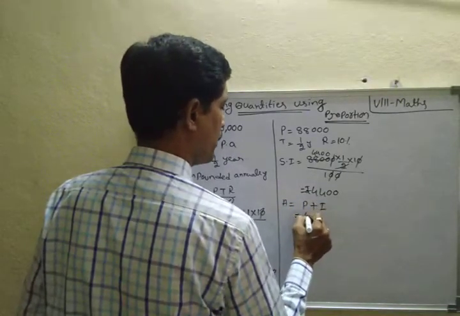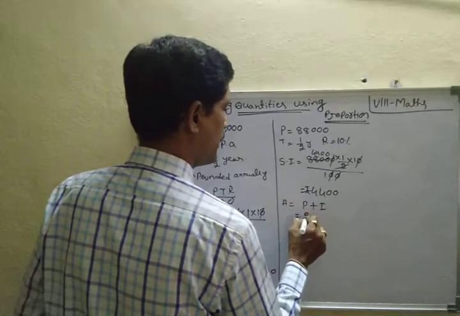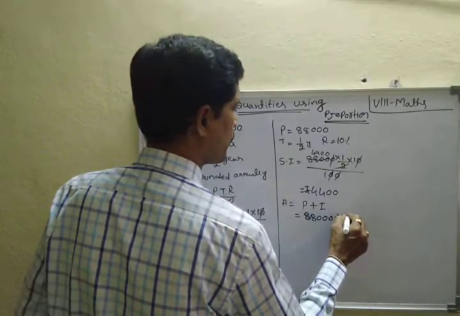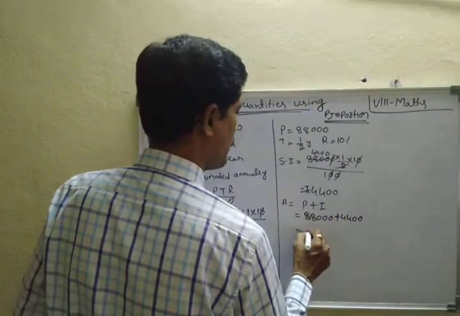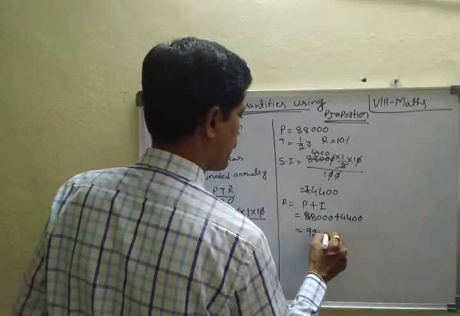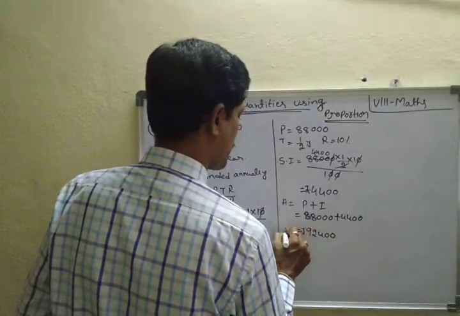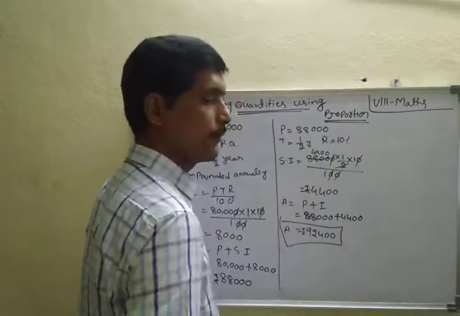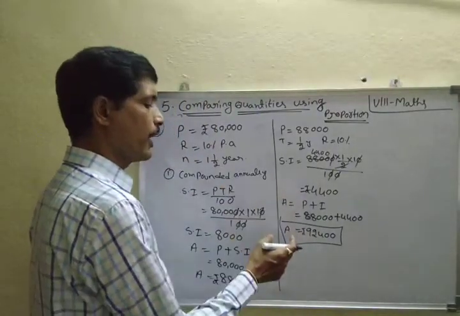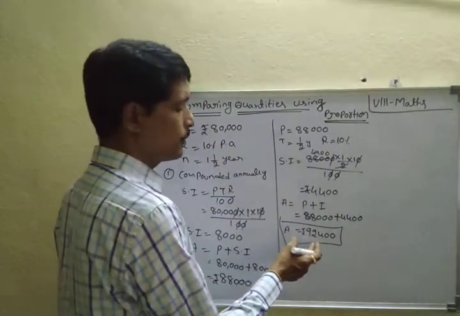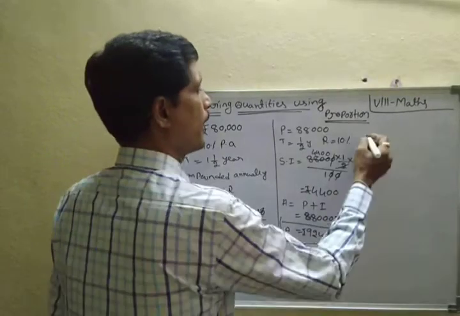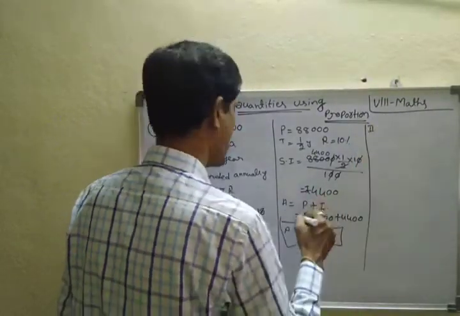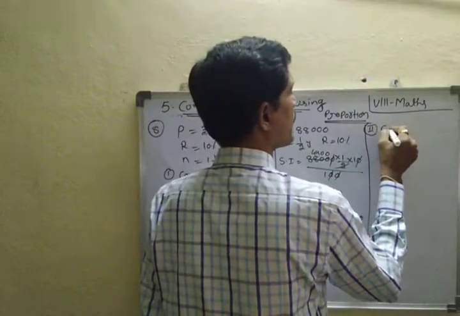Therefore, 88,000 plus 4,400 equals 92,400, that is the amount after 1.5 years when compounded annually. Next, the second one is what is asked: compounded half yearly.